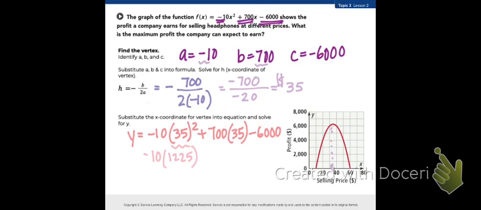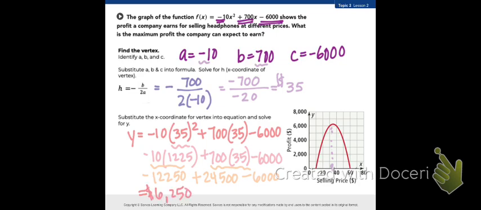which 35 squared is 1,225. Then you do your multiplying. So I always want to multiply before I do my adding and subtracting. And then we add the first two terms and then subtract 6,000 from that. And we should get 6,250. So this is telling us that when the price, the X coordinate, is $35, the highest profit is right here at 6,250. So that's the answer to our question.